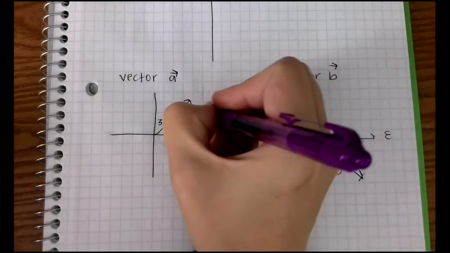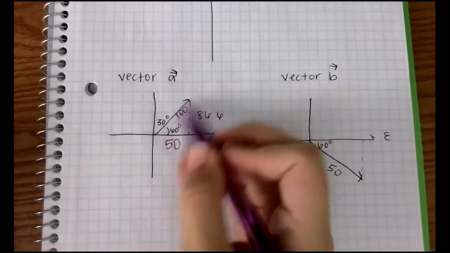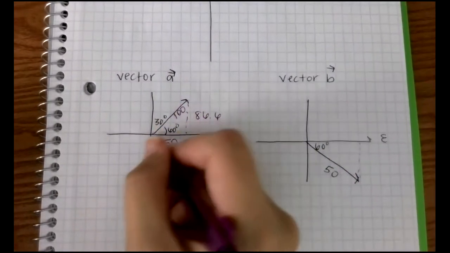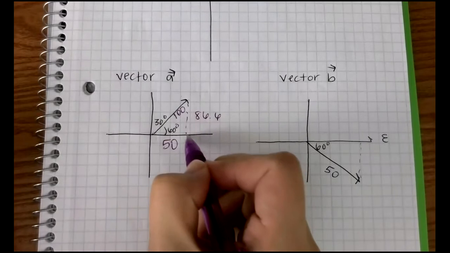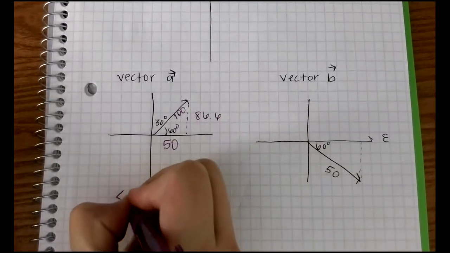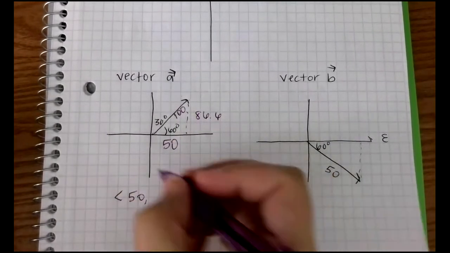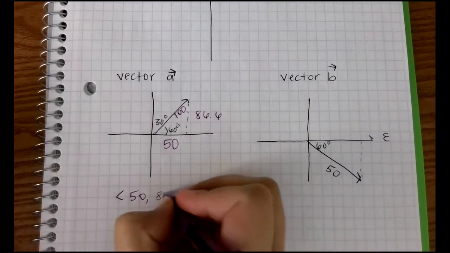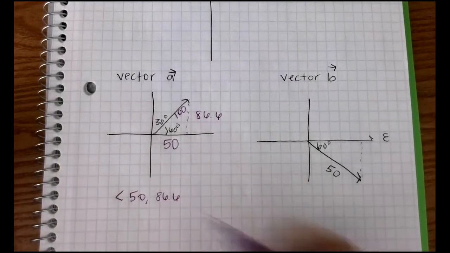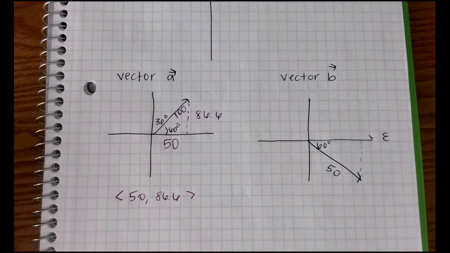So this vector, where you're at when you finish this part of the jog, 50 meters in the horizontal direction or 50 meters towards the east and 86.6, sorry, we're in meters, 86.6 meters north. Okay, and that's vector A.